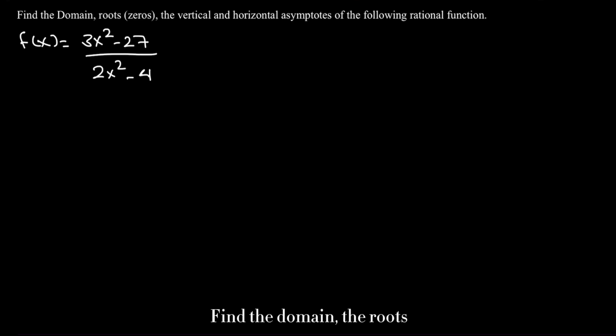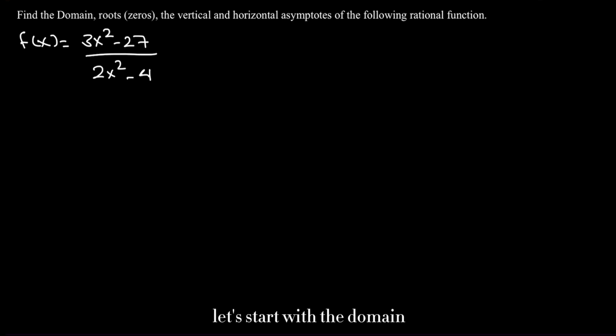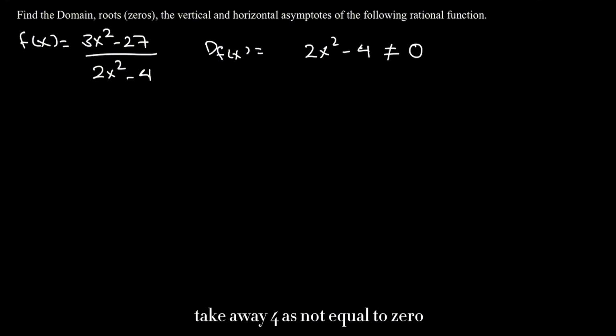Find the domain, the roots, the vertical and horizontal asymptotes of the following rational function. Let's start with the domain. Now the domain of f of x, we always look at the denominator. Remember, d for denominator. And we set the denominator, 2x squared take away 4, as not equal to 0.